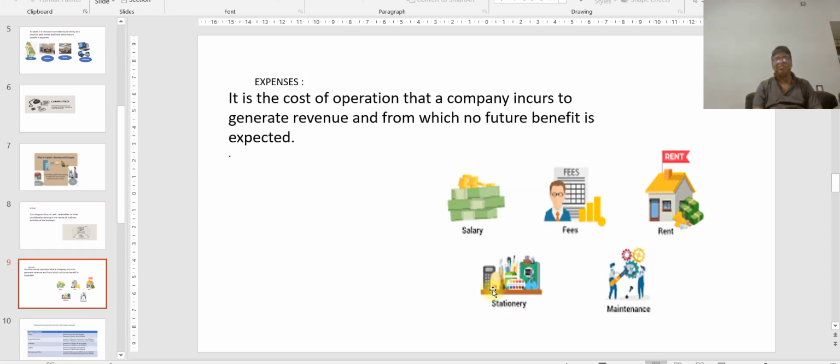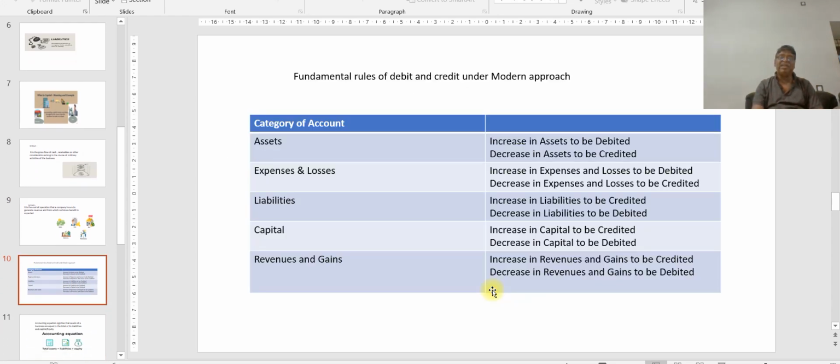Then expenses. It is the cost of operation that a company incurs to generate revenue, from which no future benefit is expected. Means its benefit is already exhausted. Salary, fees, rent, stationery, maintenance: these expenses are incurred for the day-to-day running of the business, and the benefit will be exhausted within that financial year.